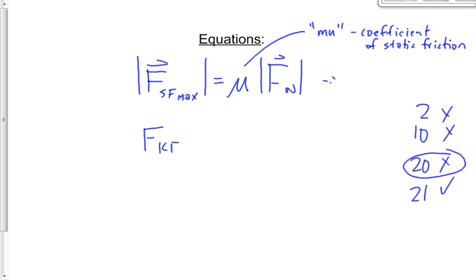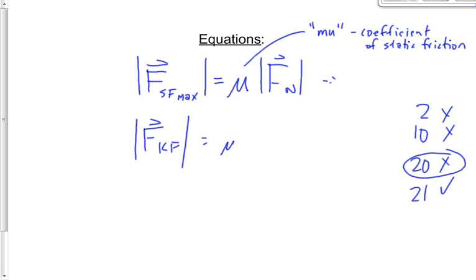For the force of kinetic friction, what do these vertical lines mean? Yep. The absolute value. So it's a force. There's a direction associated with the force, but this equation won't tell us what direction that is. We have to figure that out some other way.